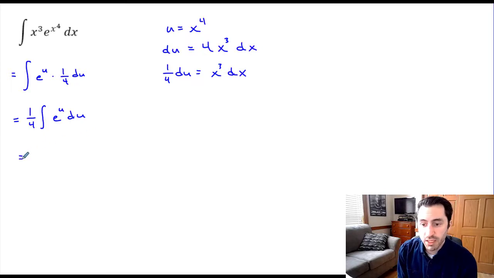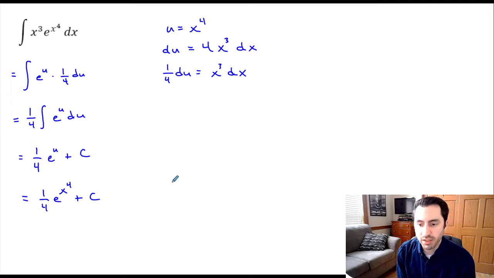The antiderivative of the exponential, e to the u, is just itself. So we have 1/4 e to the u power, and since we're doing an indefinite integral, we have our constant plus c. And just like the last example, we'll undo our substitution. So we'll back substitute in for u, which was x to the fourth. So we have 1/4 times e to the x to the fourth power, plus our constant term plus c. And there's our final answer. And again, if we wanted to double check that, we could take the derivative of our answer, and it should match with what we started with here.